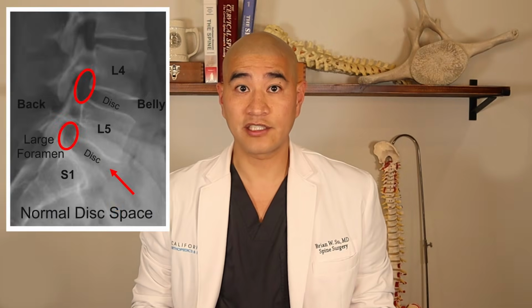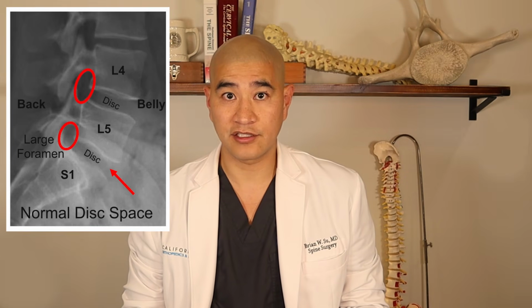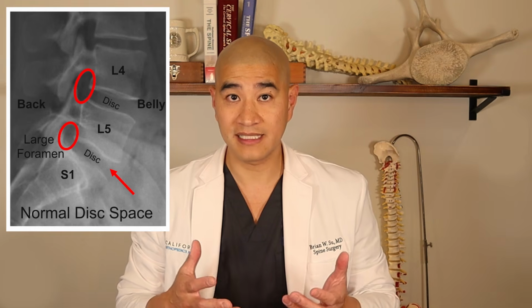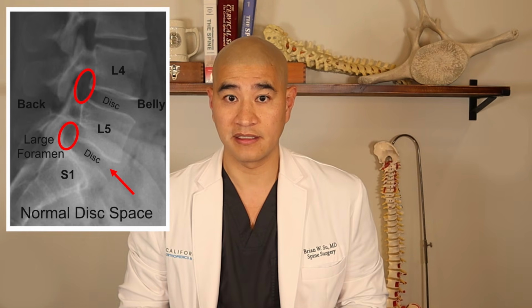Here's an example of an x-ray of somebody. This is the side view, or the lateral view. Let me show you a normal x-ray. There's the back, there's the belly, you see the bones here, you see the discs. And I circle where the foramen are. You can see the foramen at the L4-L5 level and L5-S1 level are really the same height in this patient with a normal looking spine.